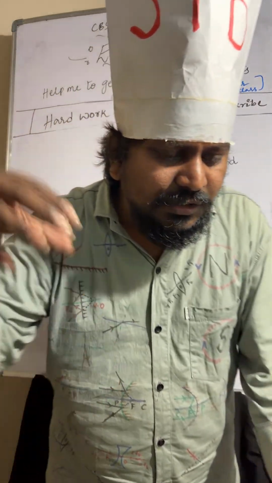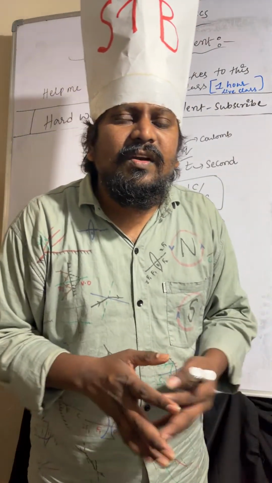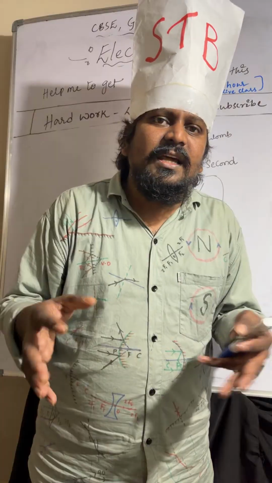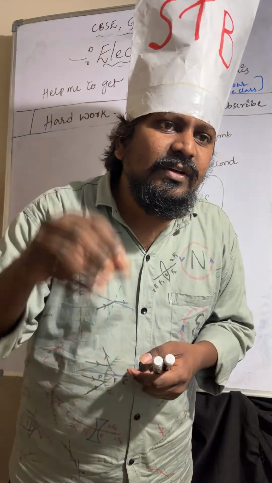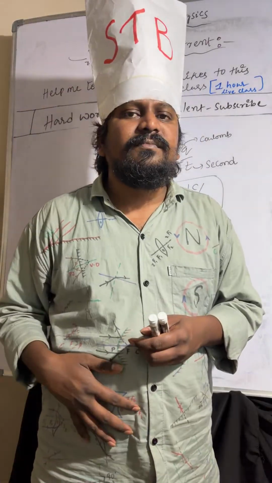I equal to Q by T. SI unit of current is ampere. SI unit of charge is coulomb. SI unit of time is second.